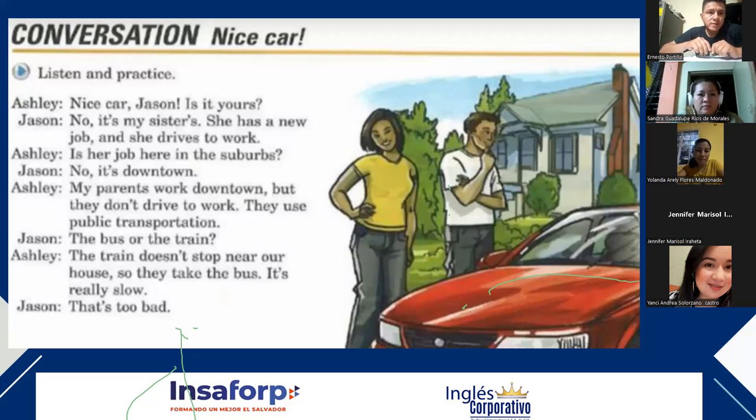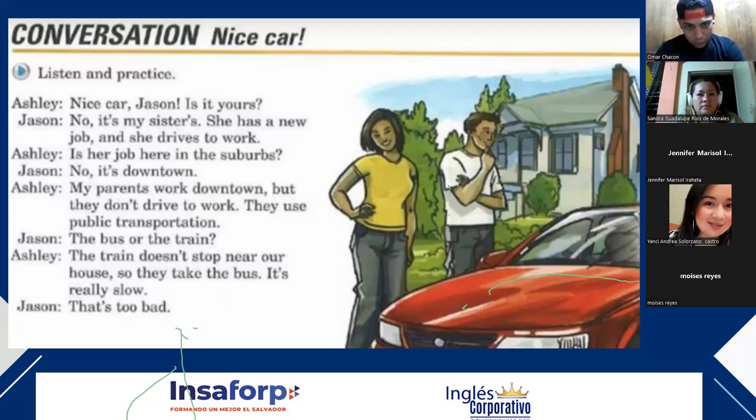Nice car, Jason. Is it yours? No, it's my sister's. She has a new job and she drives to work. Is her job here in the suburbs? No, it's downtown. My parents work downtown, but they don't drive to work. They use public transportation. The bus or the train? The train doesn't stop near our house, so they take the bus. It's really slow.